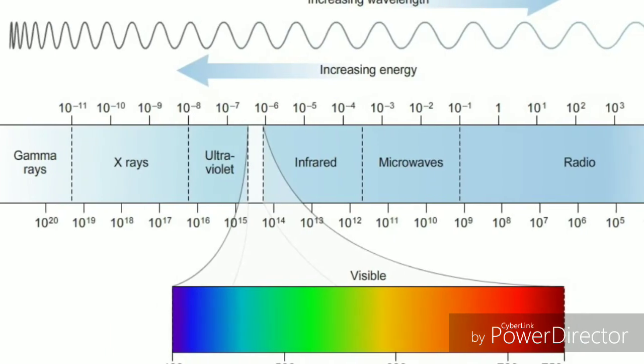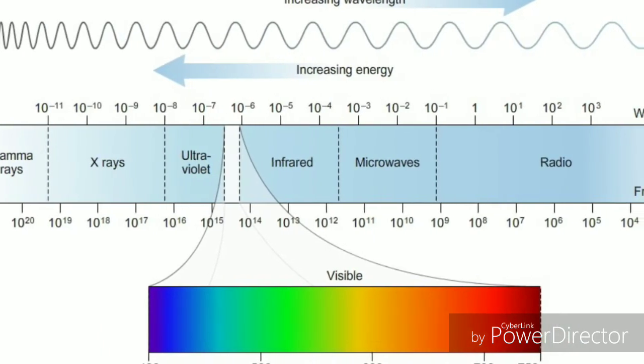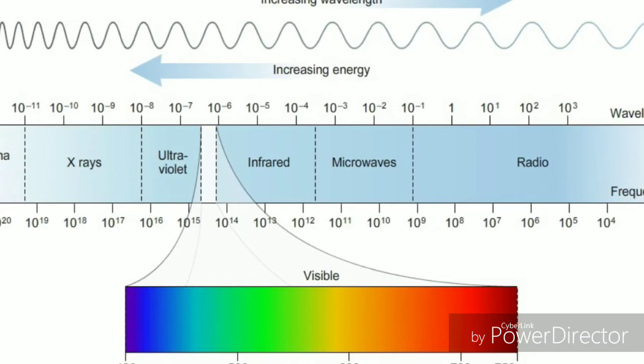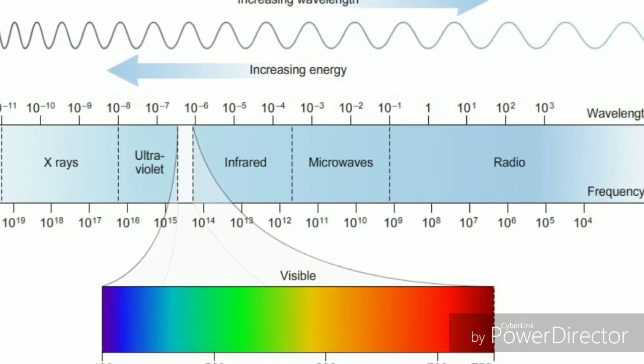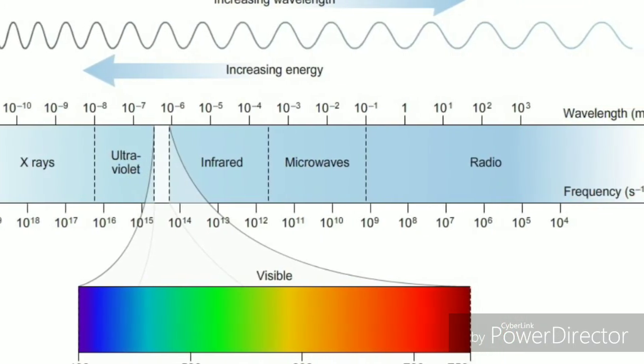And this is the electromagnetic spectrum. The visible spectrum lies between wavelengths of the order of 10 power minus 7 to 10 power minus 6 meter, whereas the wavelength of radio waves varies from 10 power minus 1 to 10 power plus 3 meter.